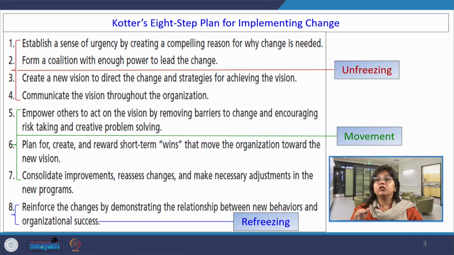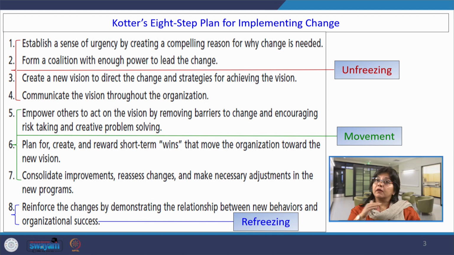Then again some more changes are required. So, this is that seventh step, the stage where implementation is there, but at the same time whatever problems are encountered during implementation are also resolved. And the last is to reinforce the changes by demonstrating the relationship between new behaviors and organizational success.